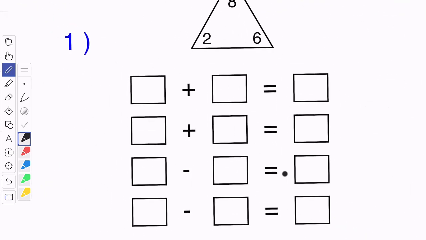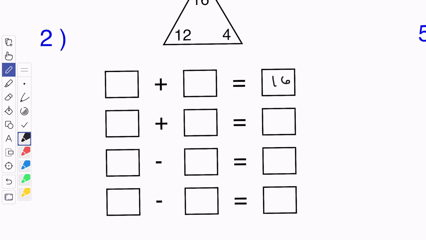Okay, so we're going to put our biggest number over here. 6 plus 2 equals 8. 2 plus 6 equals 8. 8 minus 6 equals 2. 8 minus 2 equals 6.